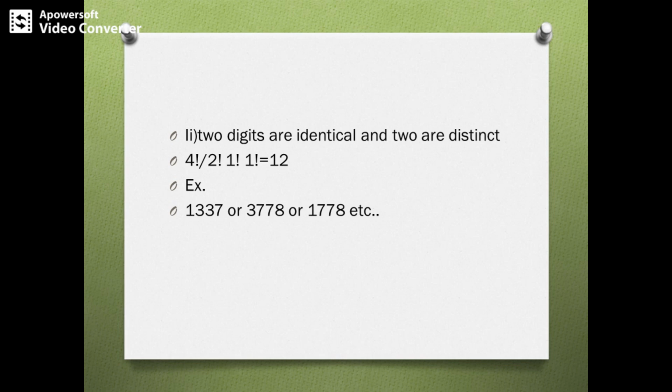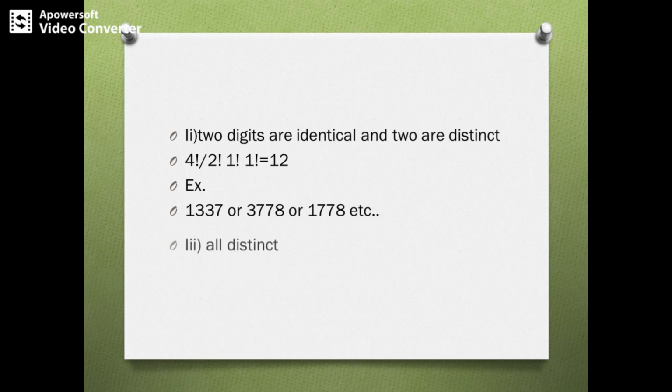Okay, how many such 4-digit integers are possible? It is 4 factorial, the arrangement of these four numbers, divided by 2 factorial since two of them will be repeated, and the remaining two will be distinct, so 1 factorial into 1 factorial. So this can be done in 12 ways. In this way also we can frame a distinct 4-digit integer.